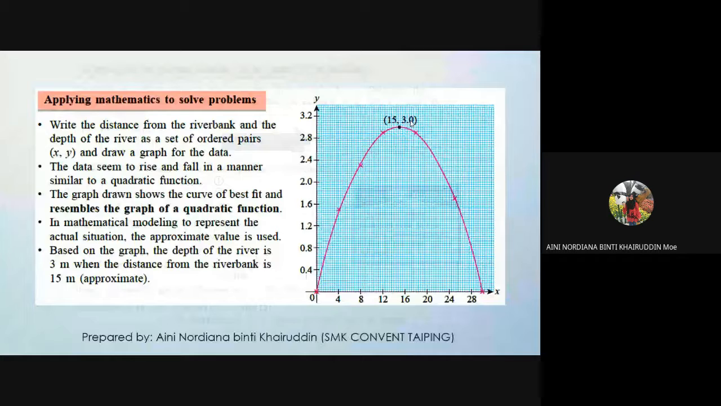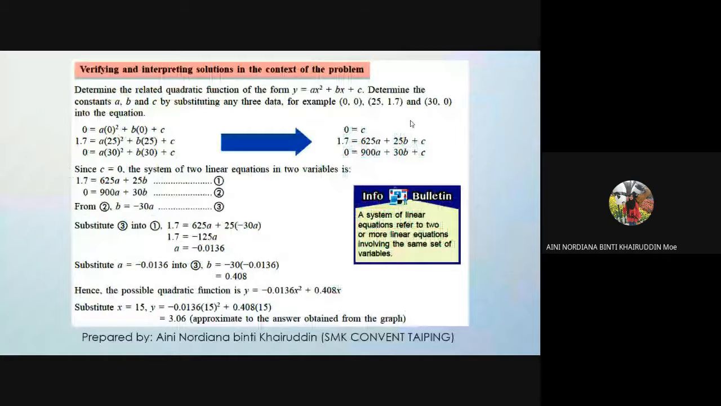Okay, verifying and interpreting solution in the context of the problem. Step 4. So determine the related quadratic function of the form y equals to ax squared plus bx plus c. Ini adalah quadratic function. Determine the constant a, b, c by substituting any 3 data. For example, 0, 0, 25, 1.7 and 30, 0 into the equation. So substitute all the values.